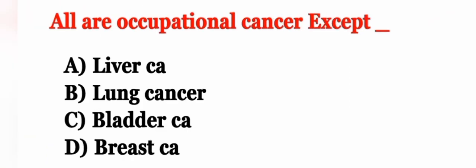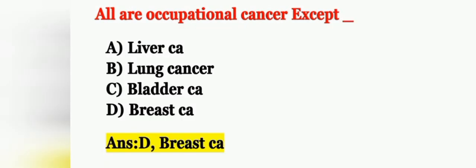The next question, all are occupational cancers except: Option A, liver cancer. Option B, lung cancer. Option C, bladder cancer. Option D, breast cancer. Which one is not an occupational cancer? Correct answer is option D, breast cancer.